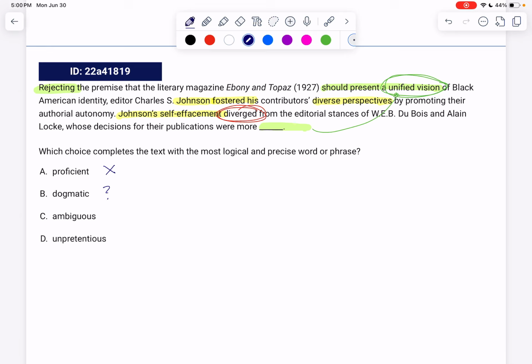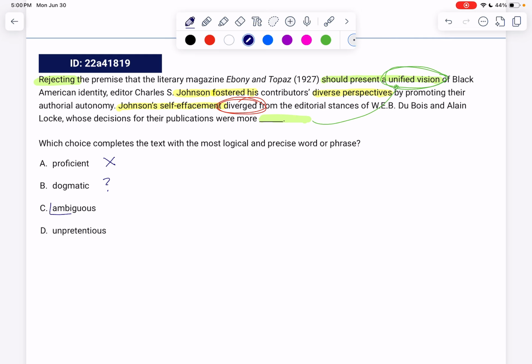Ambiguous. Ambiguous means, think "ambi" as the prefix here. Ambi means both. So ambiguous could mean it can go both ways. It's not clear. So here, again, we're looking for unified vision. We've got to give that one an X.